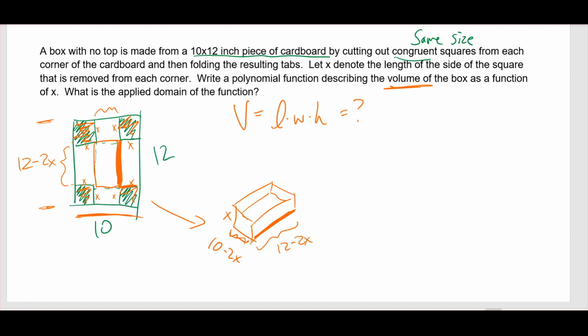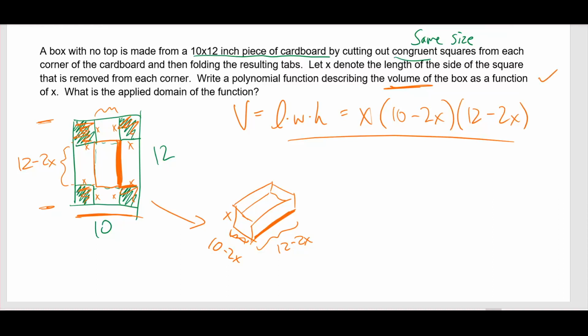Okay, so now we've got it. And it doesn't exactly matter which one we call length, width, and height, because we know that multiplication is commutative. We can multiply in whatever order we want. So why don't we just put the x first? So we got x times 10 minus 2x times 12 minus 2x. Okay, there you go. Write a polynomial function describing the volume of the box as a function of x. Done. Hooray. Okay, we're not asking anything else really about that.